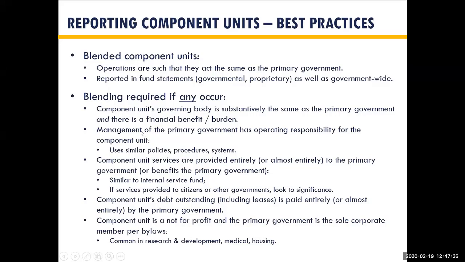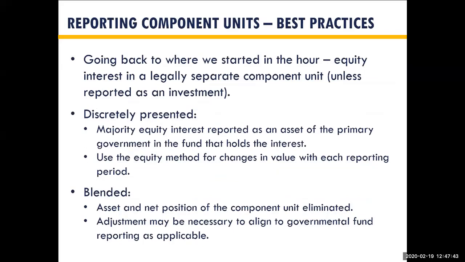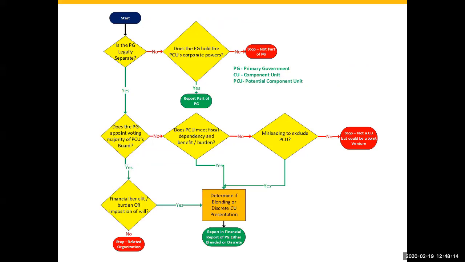The most common tends to be the component unit's governing body is substantively the same as the primary government, and there is some form of financial benefit or burden. So what about these majority equity interests in a legally separate entity that turns out to be a component unit, unless it's an investment? Well, you report them as either discretely presented or blended. And there are going to be some accounting transactions that we need to make if they are blended as part of our combining process and presentation process. And these are on our screen.